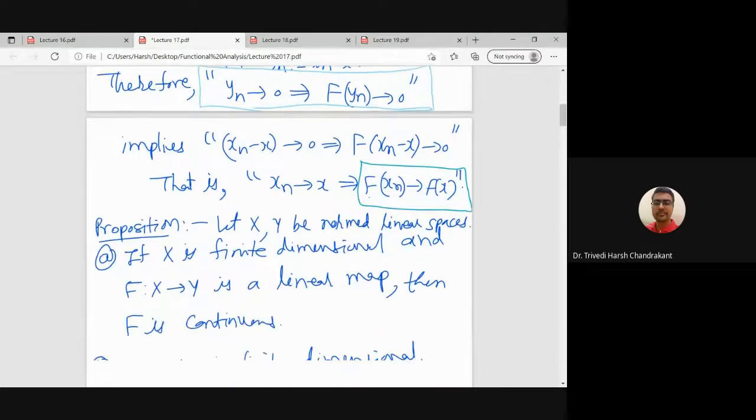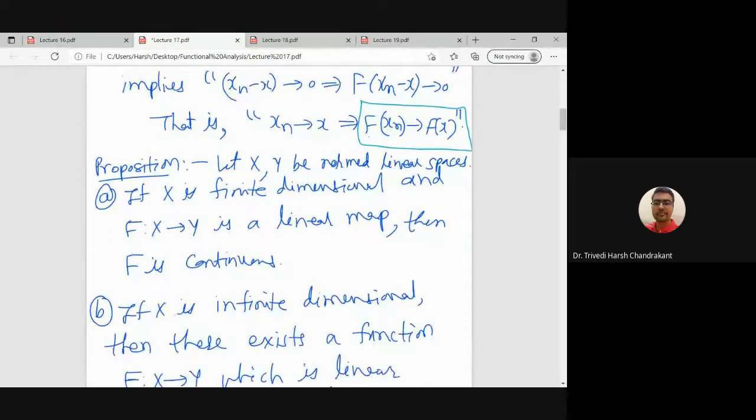Then we discussed a proposition that says that if X is a finite dimensional vector space and f from X to Y is a linear map, and that is important, not every map is continuous, only a linear map from a finite dimensional normed space. X and Y are normed spaces, X is finite dimensional, the domain is finite, and f is linear, so it is continuous.